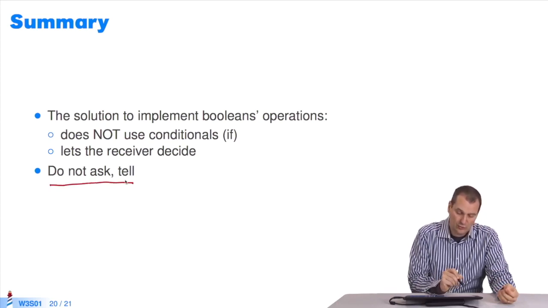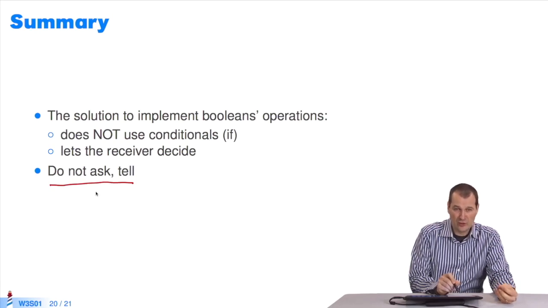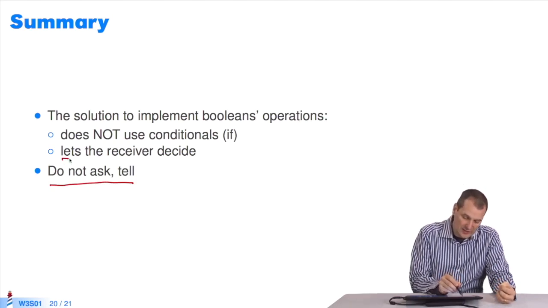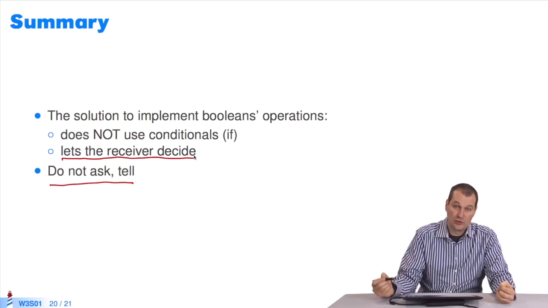It's the heuristics I mentioned in the beginning of this lesson. Don't ask, tell. It means I don't want to express any conditionals. I just want to give an order. That's one of the important keys of object-oriented programming. The other is about letting the receiver decide. I give the receiver an order, it must encapsulate its knowledge and make the right decisions.